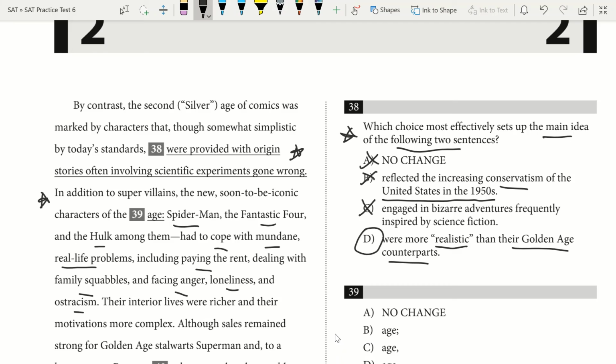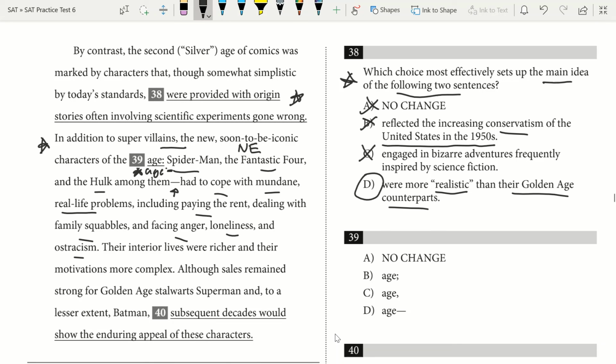Right. Now we have question 29. So we can see, in addition to supervillains, the new, soon-to-be iconic characters of the age, Spider-Man, the Fantastic Four, and the Hulk among them, right? So we're doing a list of 3, and we see we have a dash here. Well, we know that we can put a dash after age to complete our non-essential list, right? Because if we take out Spider-Man, Fantastic Four, and Hulk among them, the sentence still works, so we know it's non-essential. We know we have our M dash there, so we also have to set it off with our M dash here, right? So our answer there is going to be D.